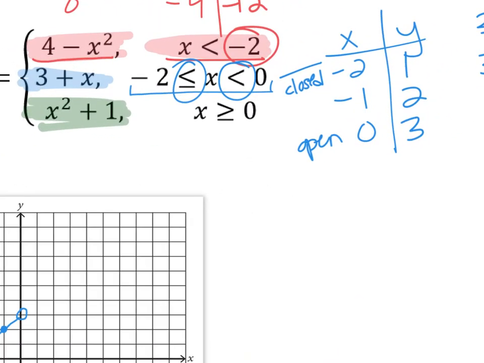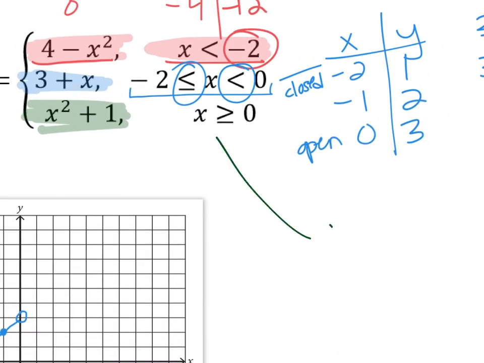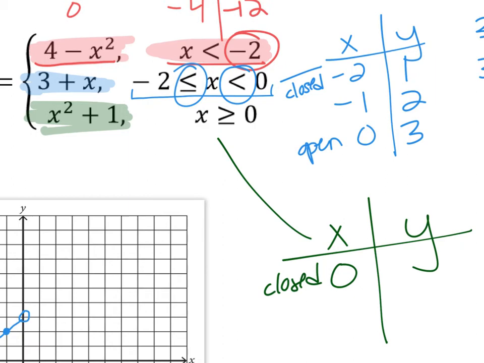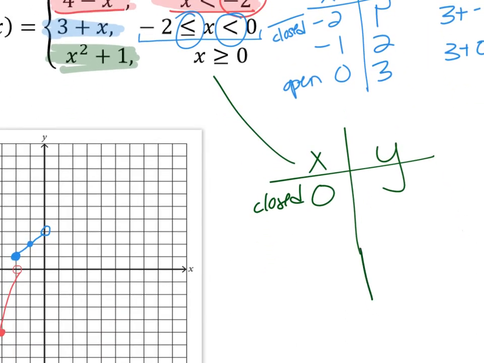And then my last line is going to give me everything greater than or equal to 0. So with 0, I'm going to have a closed circle. And then I want everything greater than that, so I'll just pick a few more. We'll do 0, 1, 2, and 3. That'll give us an idea of what the graph is going to look like. And for this, we're using x squared plus 1.